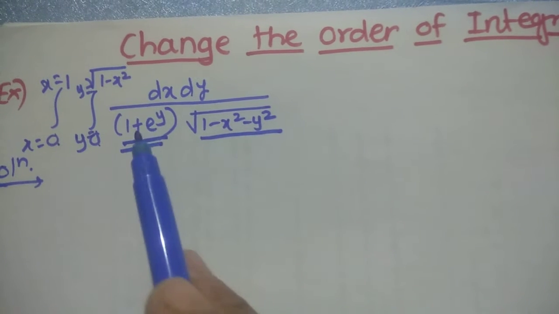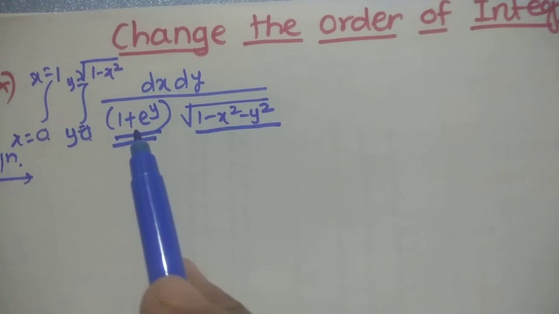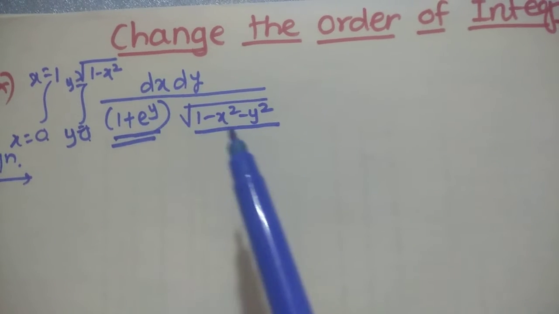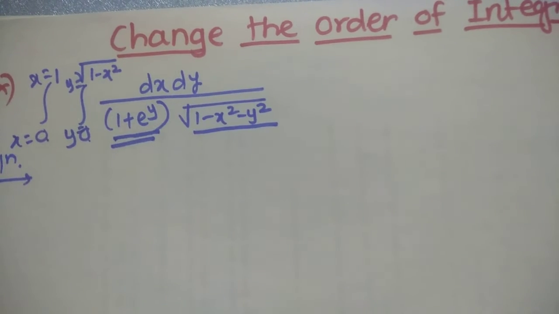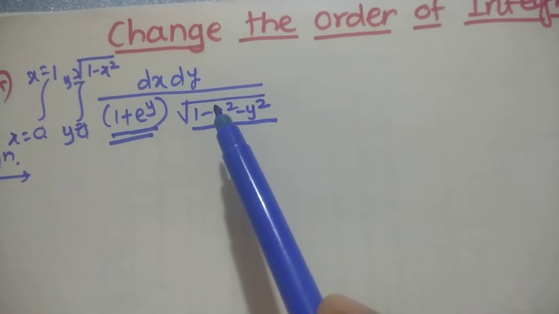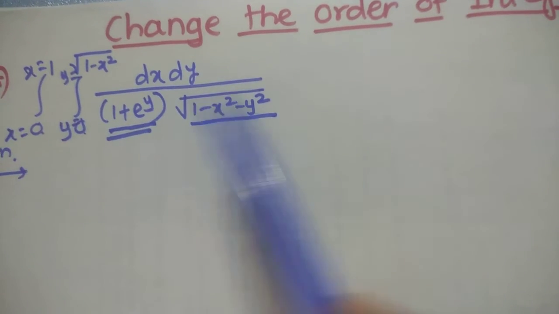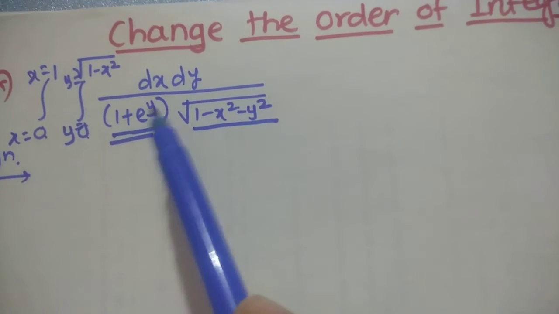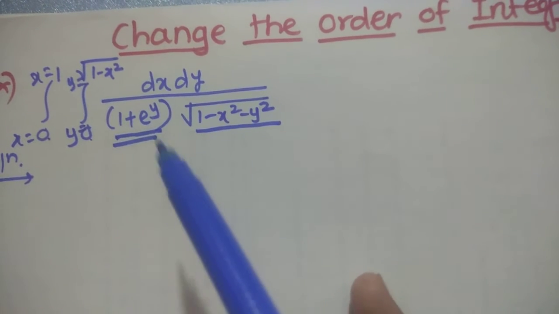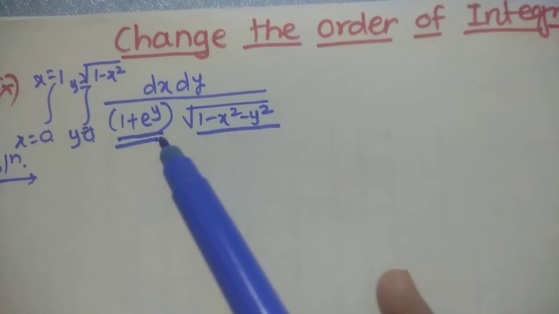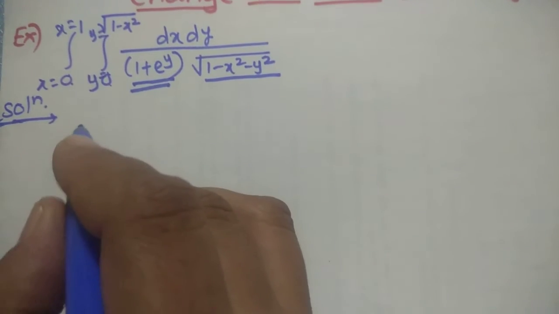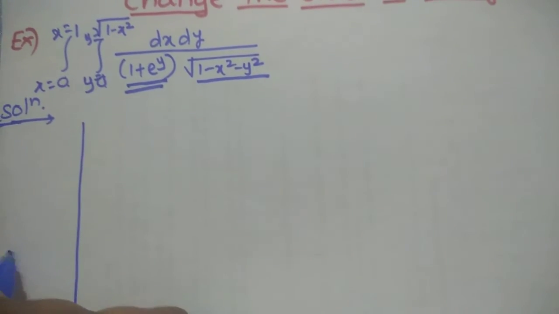But it is difficult to integrate first with respect to y, because here we have 1 plus e raised to y, and here we have 1 minus y square. But if we integrate with respect to x, then 1 minus y square can be taken as a constant. This is also constant. So in this example, it is easy to integrate first with respect to x. So we have to change the order of integration. First we'll draw the region of integration.